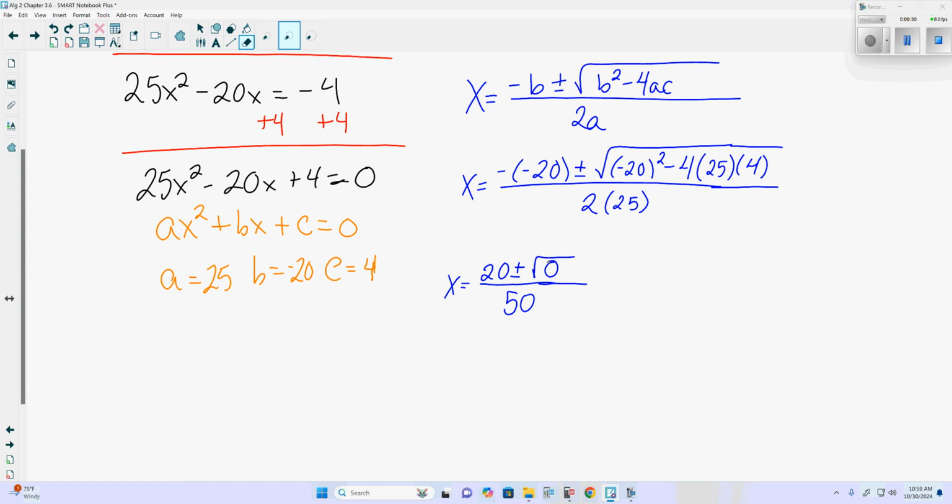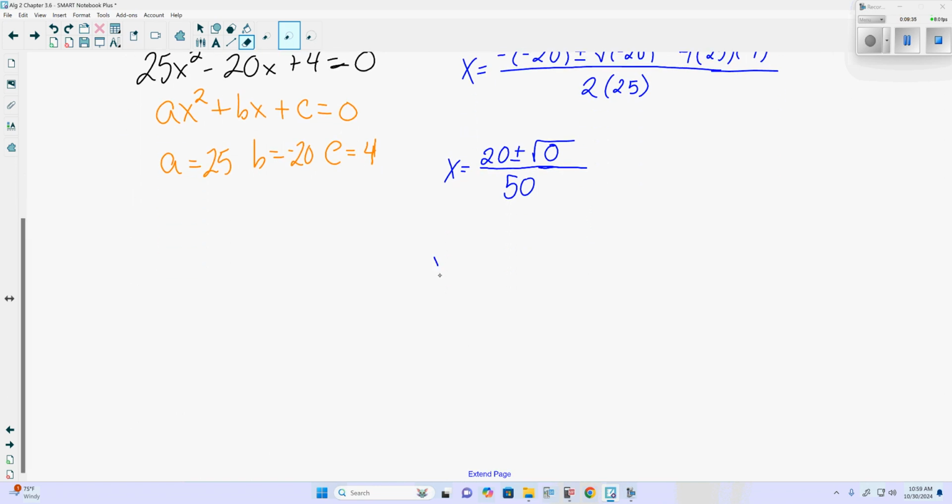Now, what is the square root of 0? 0, because what times itself is 0? So that tells us that at this point we have 20 plus or minus 0 over 50. What's 20 plus 0? 20. 20 minus 0 is 20. So really all we have is 20 over 50. That can be simplified.